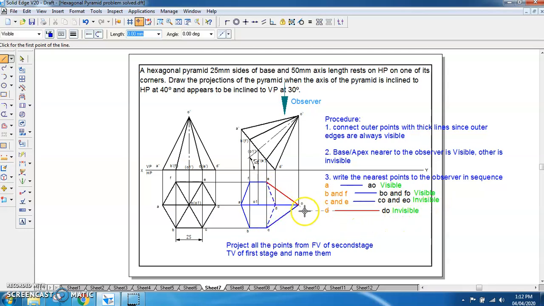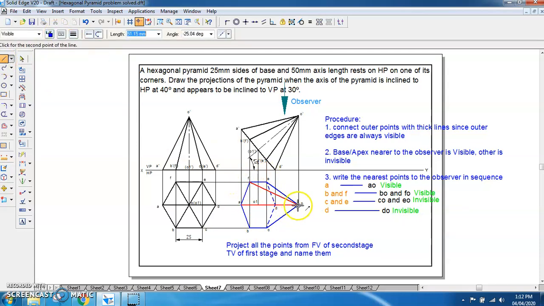CO and EO will be invisible according to this point, but they are already visible according to the first point. So they have to be visible because they are forming the outer borders. Then the second nearest, BO and FO, are visible. So BO and FO should be marked as visible.